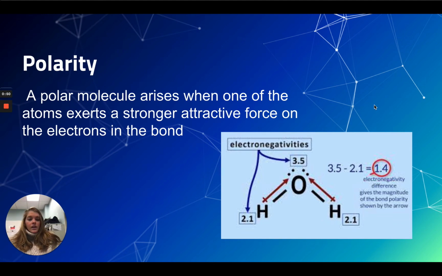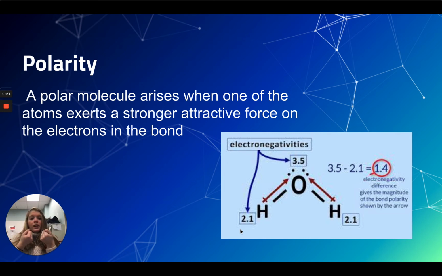So when we look at a bond between oxygen and hydrogen of H2O, we know that oxygen has a higher electronegativity than hydrogen because it's further up and further to the right than hydrogen. So it has an electronegativity of 3.5 and hydrogen has an electronegativity of 2.1. Because 3.5 is higher than 2.1, oxygen is stronger than hydrogen. So oxygen holds its electrons just a little bit tighter.